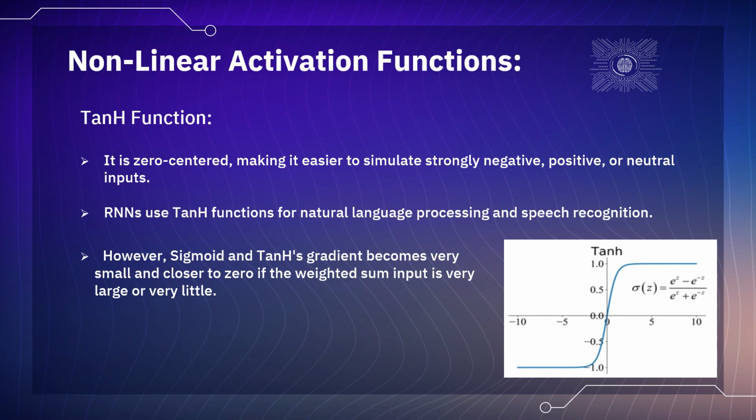The function's gradient gets very small and gets closer to 0 for both sigmoid and tanh if the weighted sum input is extremely large or extremely small.